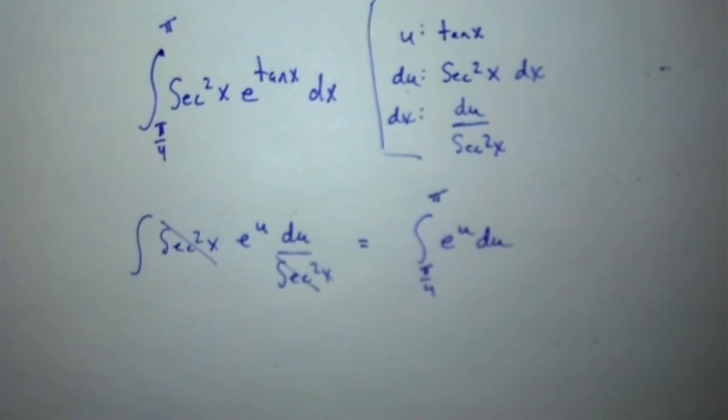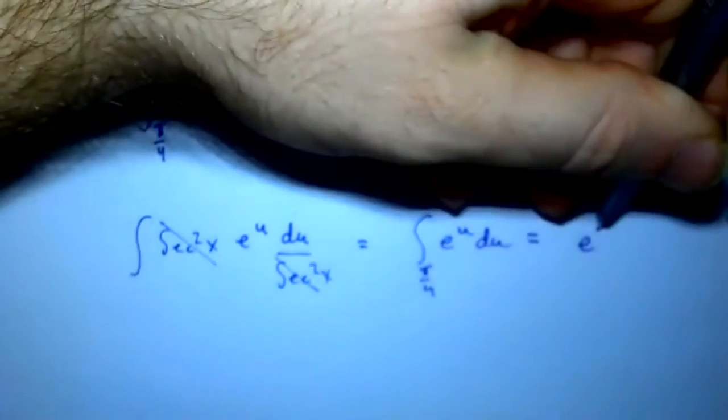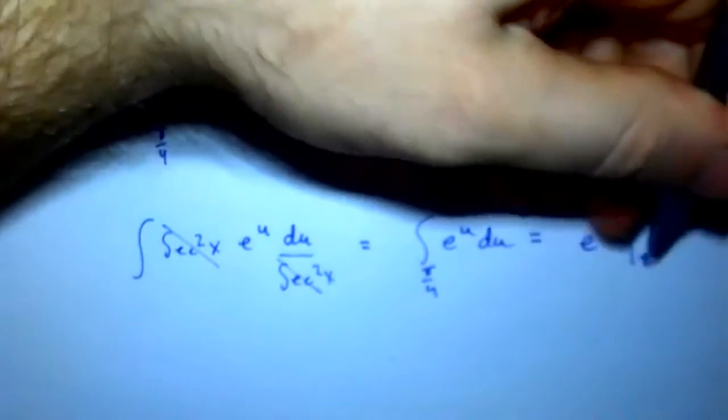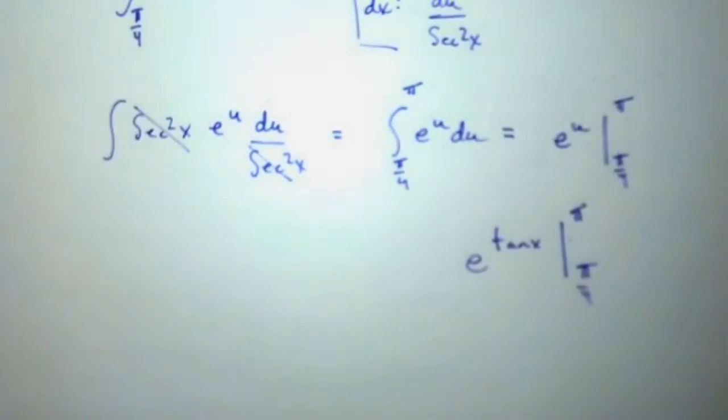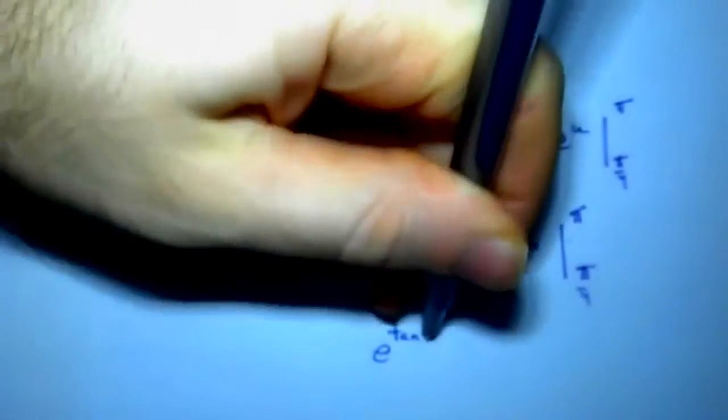What is the integral of e to the u du? E to the u plus 1 over u plus 1. It's a good idea, but e to the u integrates the same exact way as e to the x. So it's just going to stick around. So it's just going to be e to the u from pi over 4 to pi. And then before we get to plugging our bounds in, we've got to plug in for u. So this is e to the tangent x from pi over 4 to pi. And now we want to toss our bounds in. So this is e raised to tangent of pi minus e raised to the tangent of pi over 4.